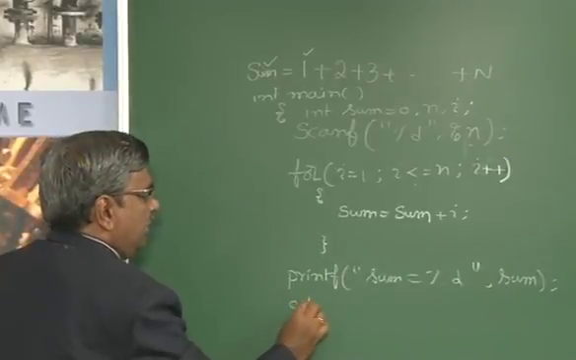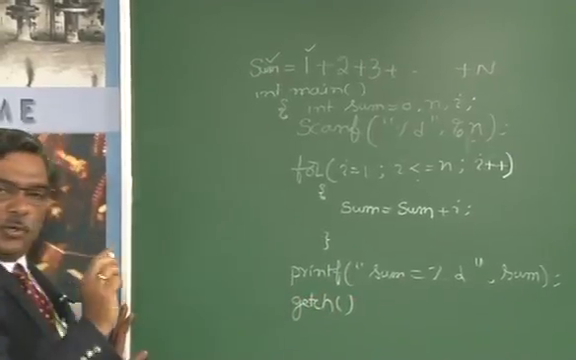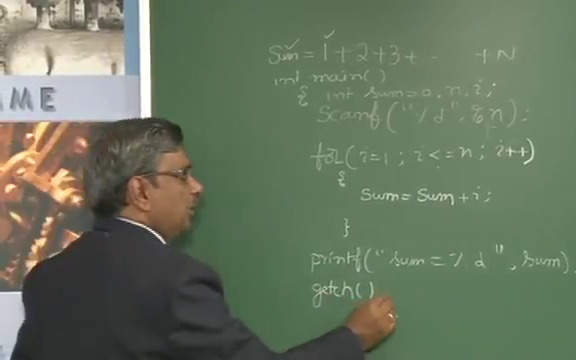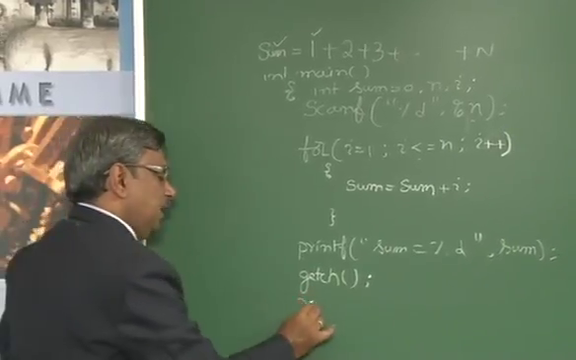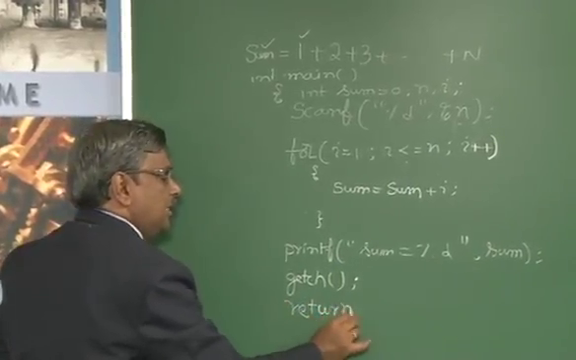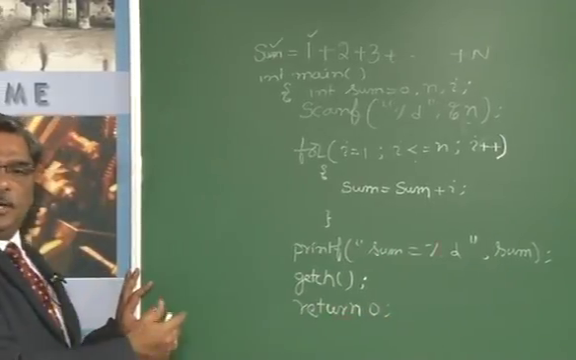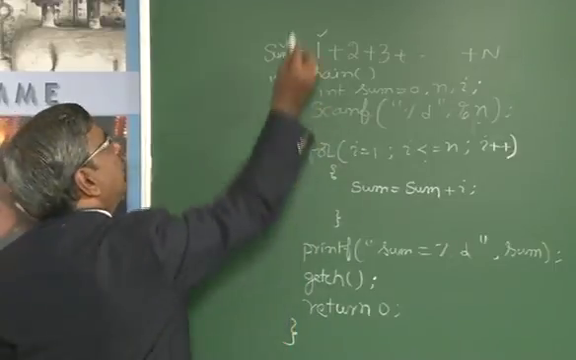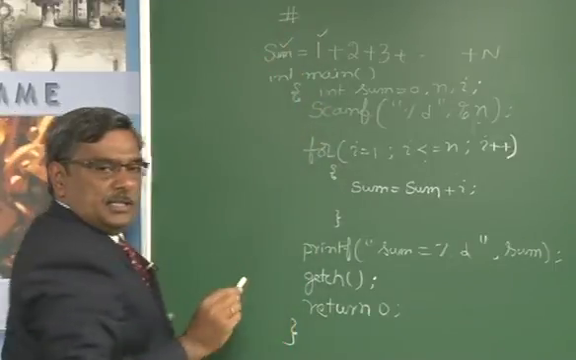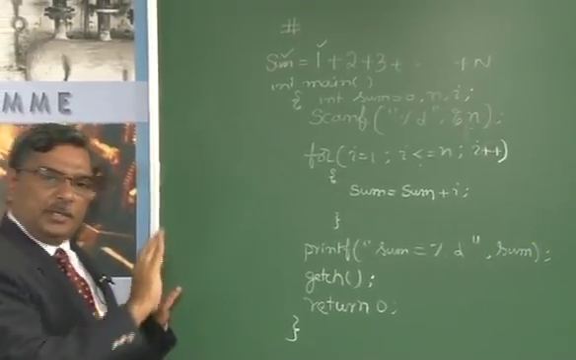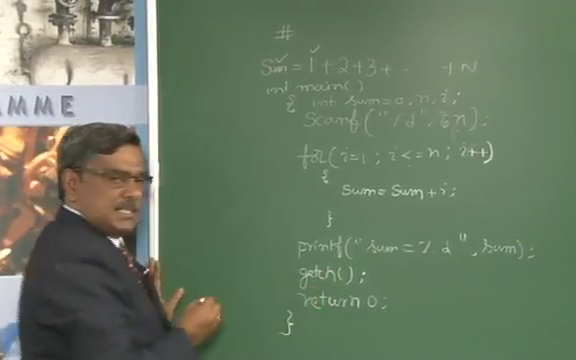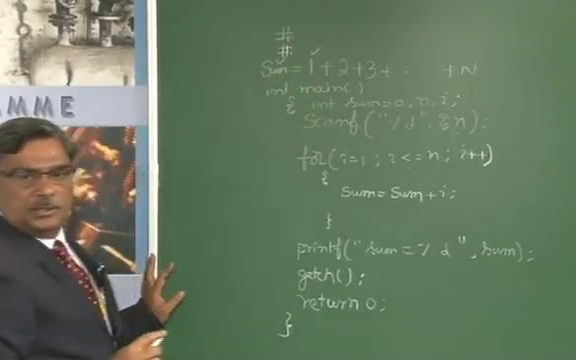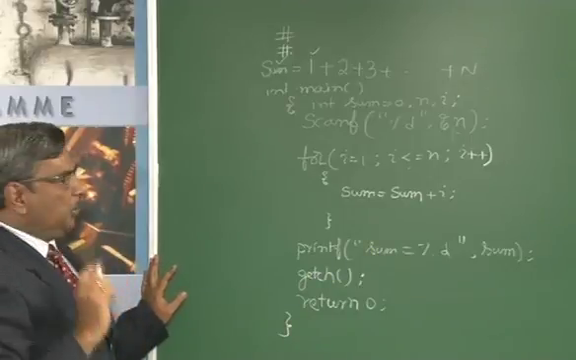Getch is the statement used so you can see your result. Getch helps you to see the result on the computer screen. Put a semicolon. The last statement of your program is return 0. If you use this, you will not get any warning. Close the program. The remaining things are similar, that is include stdio.h, since you are using the scanf and printf statements. Since you are also using the getch function, you have to include one more header, conio.h, the console input output header file.